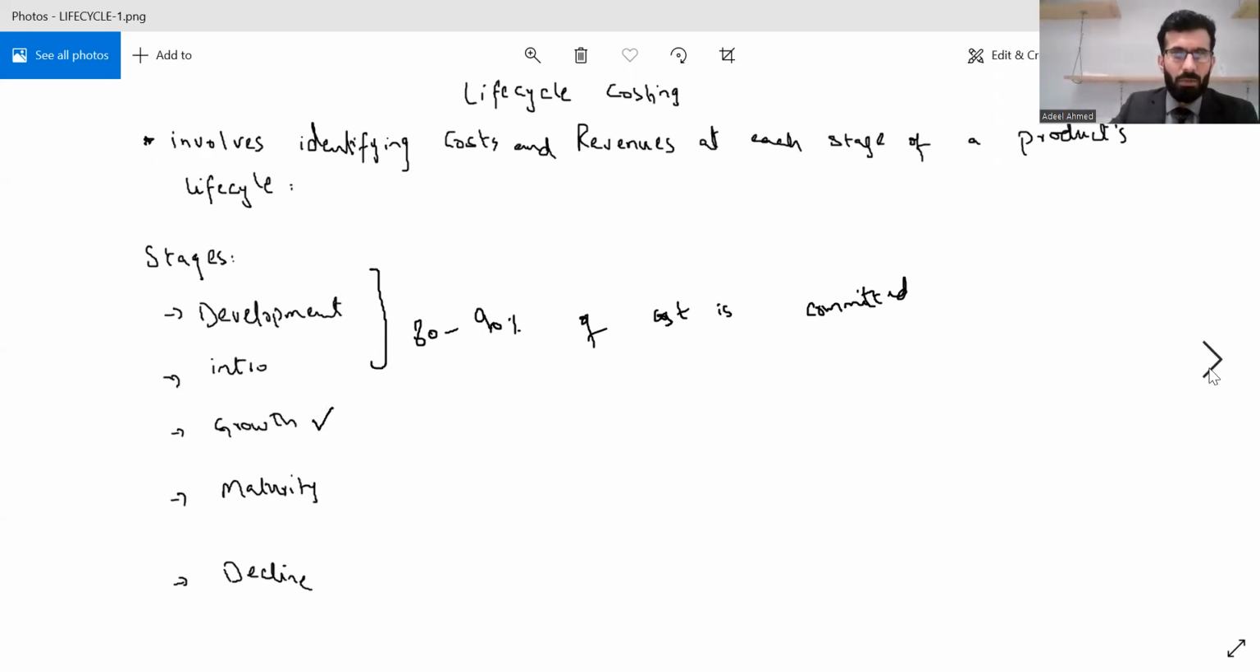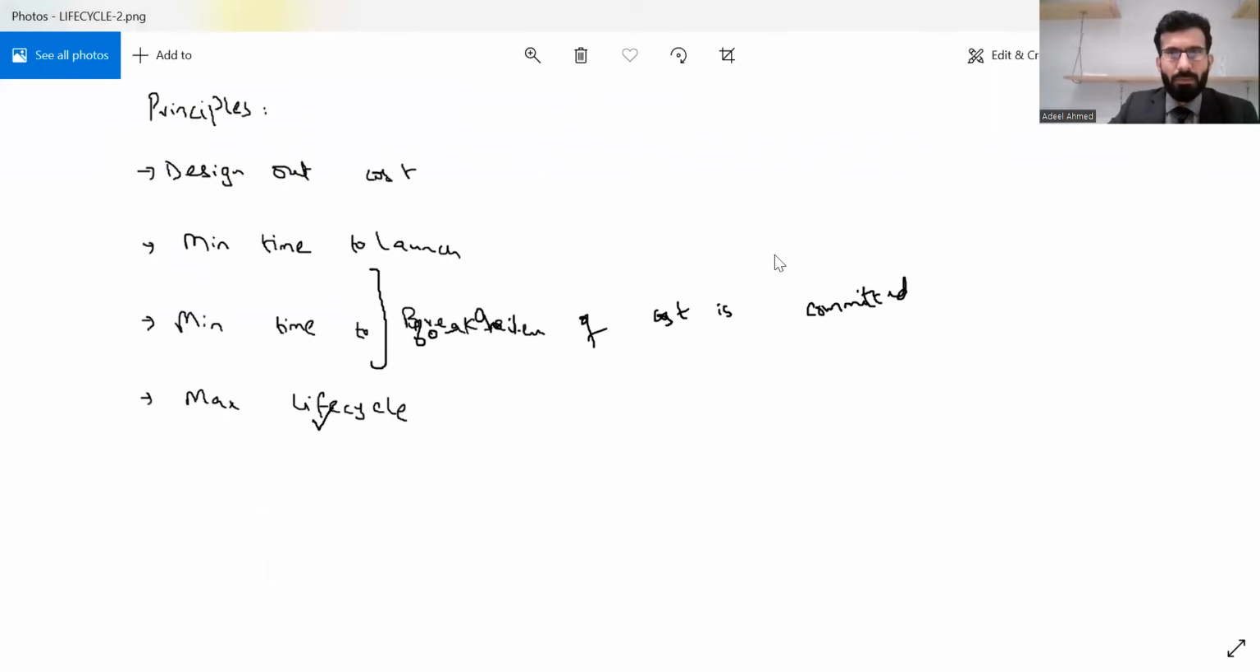So one of our objectives would be to make sure that the break-even point is achieved as soon as possible. Once the break-even point is achieved, everything will be considered profit after deducting the operational cost, because the majority of the committed cost has already been recovered. After that, we should try to make sure that our product stays in the market as long as possible.